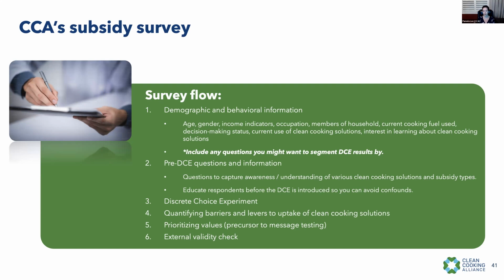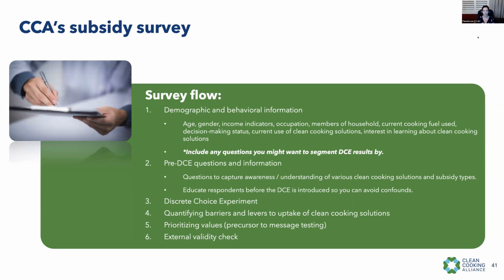And then finally, for our research, we wanted to go into identifying some of the barriers and some of the benefits or levers that people weigh in their decision that you can't necessarily put into the discrete choice experiment, but we want to understand what's in the way of people adopting and what are people drawn to when it comes to the decision to adopt. And then prioritizing what those values are. So while this is not a study designed to do message testing, it would help us in the next phase of research to understand what value people are looking for, what benefits people are looking for.